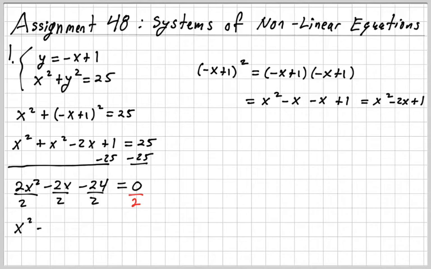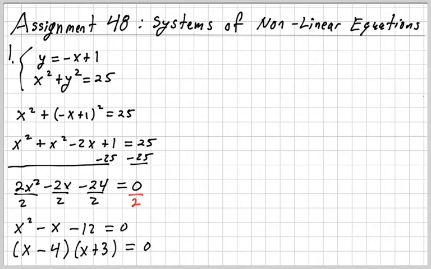Alright, so we have x squared minus x minus 12 is equal to 0. And we're looking at a product of two numbers that is negative 12 and adds up to negative 1. And that would be x minus 4 and x plus 3, and that's going to be equal to 0. Now we would solve each factor equal to 0. x minus 4 is equal to 0. That's going to give us x equals 4.